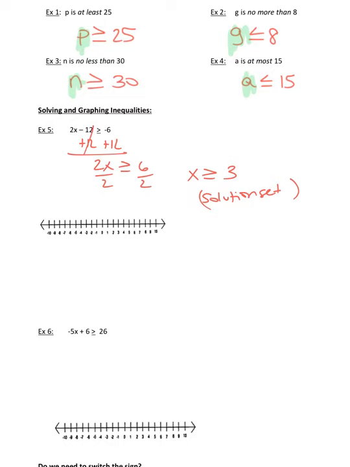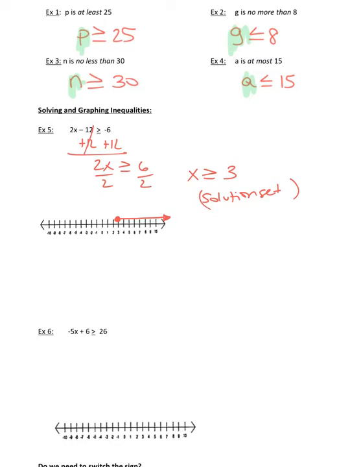So I go to 3 and I show that x could be equal to 3, meaning I color in my circle, or it could be any number larger than that, which is to the right of 3. And this is shading. This is not drawing a line. This is me shading the number line, showing you a picture of what numbers x could be. That's why we put x on the left. We're saying x could be greater than or equal to 3.